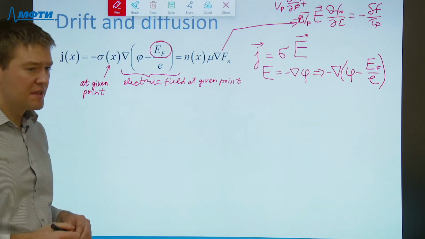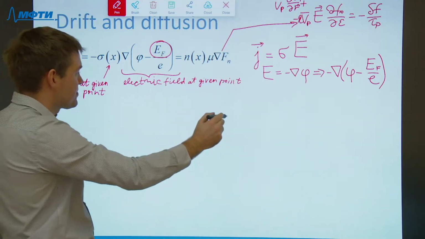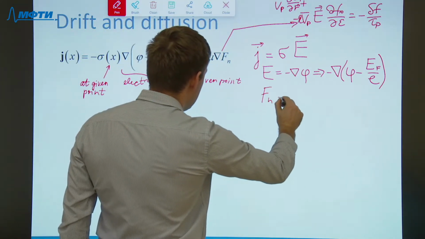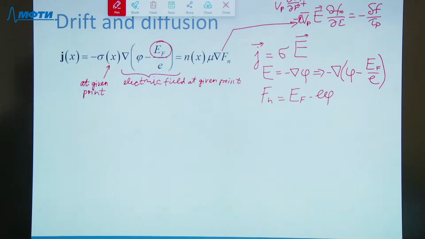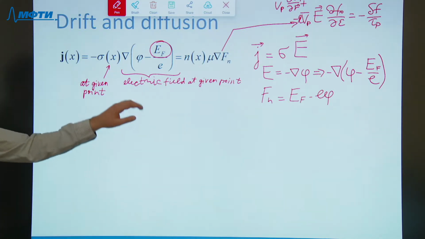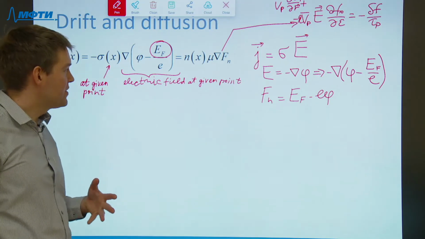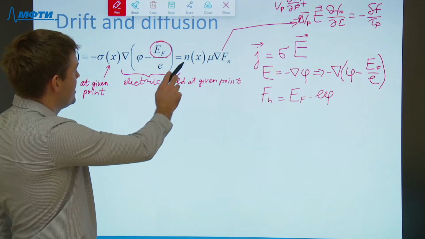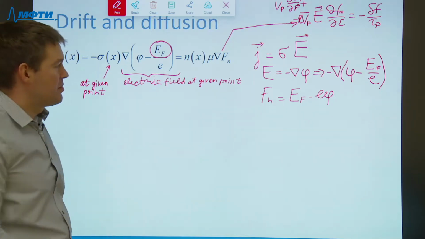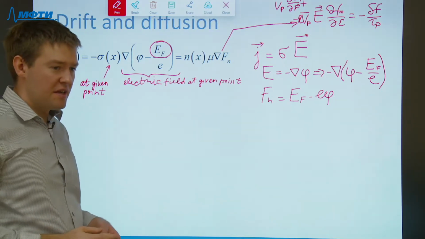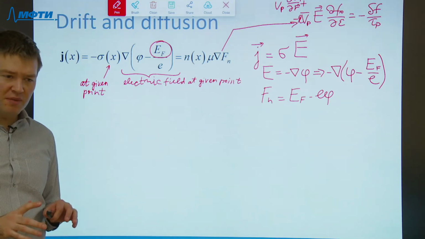Here I introduce the so-called Quasi-Fermi Level, which is nothing but Fermi energy minus E phi. This Quasi-Fermi level will govern the current at a given point of space with simultaneous account of drift and diffusion. And here we can extend the expression for conductivity as mobility multiplied by carrier density multiplied by electric charge. So this equation is valid for description of transport in non-uniformly doped semiconductor.